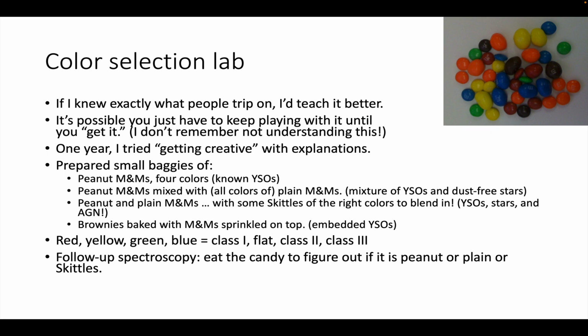And then I baked some brownies with M&Ms sprinkled on top. And if you've ever done that, you know the M&Ms sink a little before they finish baking. And so you end up with brownie covering some of the M&Ms. And so those are the embedded YSOs. So I picked red, yellow, green, and blue to be class 1s, flats, 2s, and 3s for kind of obvious reasons, right? Because class 1s are the most embedded, and so they're red, and class 3s are the least embedded, so they're blue. Hopefully that makes sense. And then in this context, the follow-up spectroscopy is eating the candy to figure out if it's a peanut M&M, a plain M&M, or Skittles.